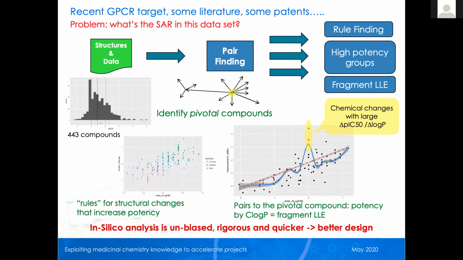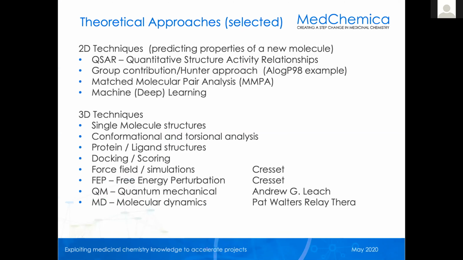So in silico design, number one, is very good for analysis: lots of analysis, pull in lots of data, be unbiased, be rigorous and quicker. Wow, that's just one of several techniques.